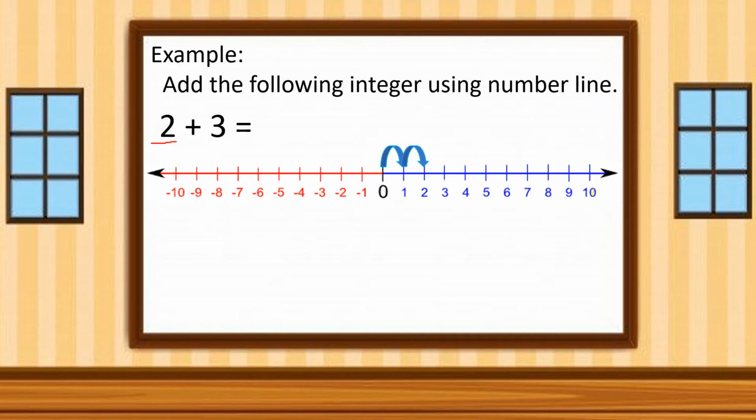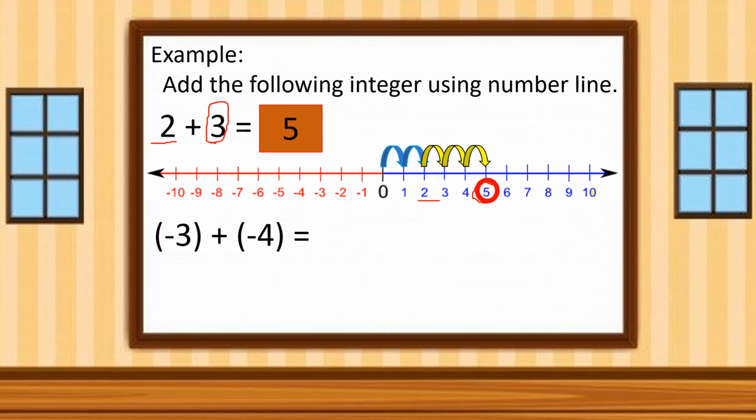Okay? Now, from positive 2, mag-a-add tayo ng positive 3. So, since yan po ay positive, ang direction pa rin po natin ay sa kanan. So, we will add 1, 2, 3. So, saan po tayo natapos or saan po siya tumapat? And that will be their sum. So, therefore, positive 2 plus positive 3 will give us 5. Okay, so nakita po. So, that's why the answer will be 5.